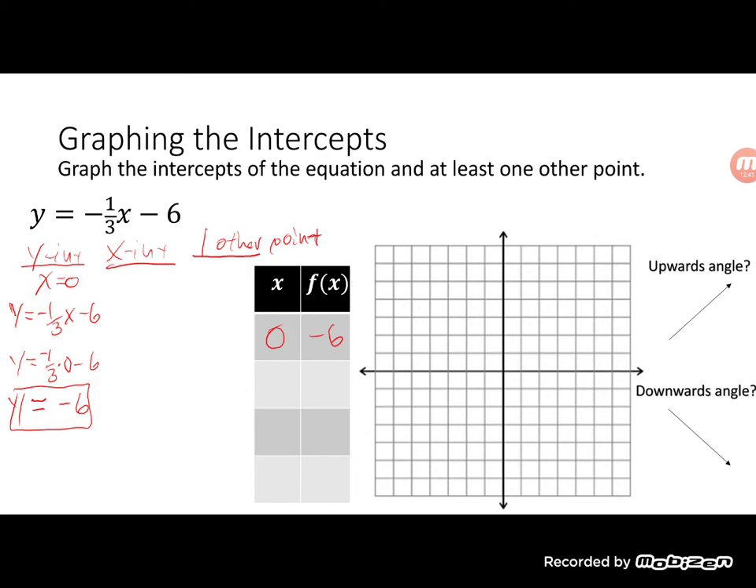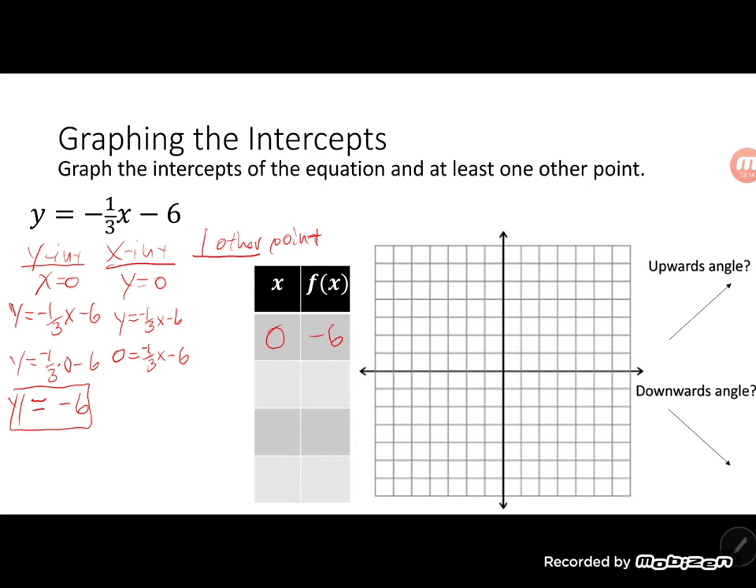Now let's go ahead and find our x-intercept. Remember, if we are on the x-axis, how far up and down did we go? Well, we went up and down 0. So y is equal to 0. Now let's write our equation: y equals negative 1/3 x minus 6. Okay, and so y is equal to 0, so where are we going to put that 0? We're going to put it right here. 0 equals negative 1/3 x minus 6.